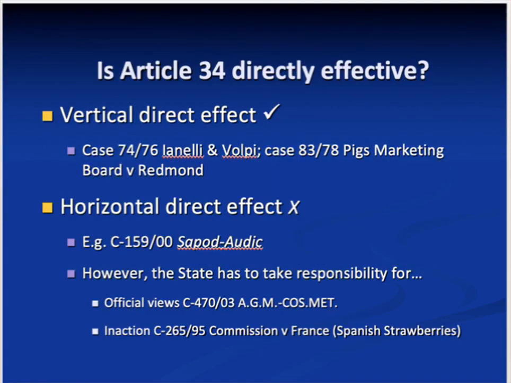Now, this is a slide where you will need to fill in a little bit more detail. Most free movement of goods cases are against national measures enforced by the state in question. So there's no problem, as Article 34 is vertically directly effective. In other words, it's effective against an emanation of the state. However, Article 34 is not in general horizontally directly effective. In other words, it's not in general effective against a private individual.